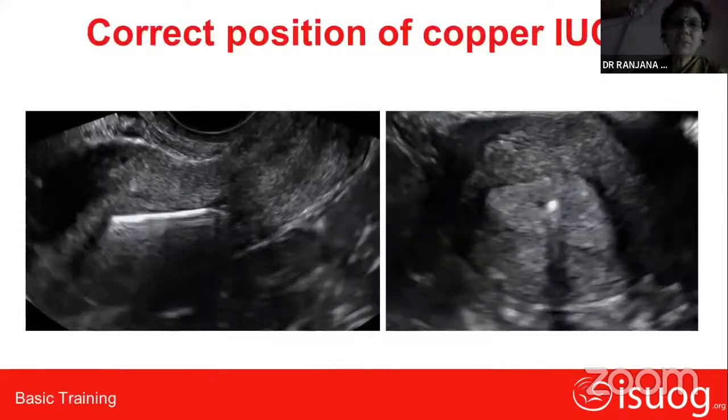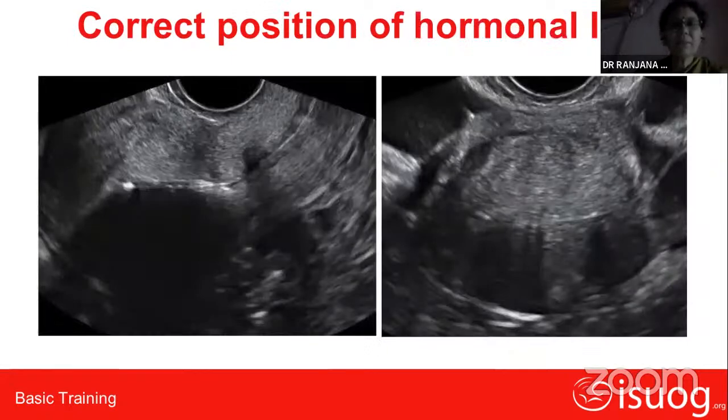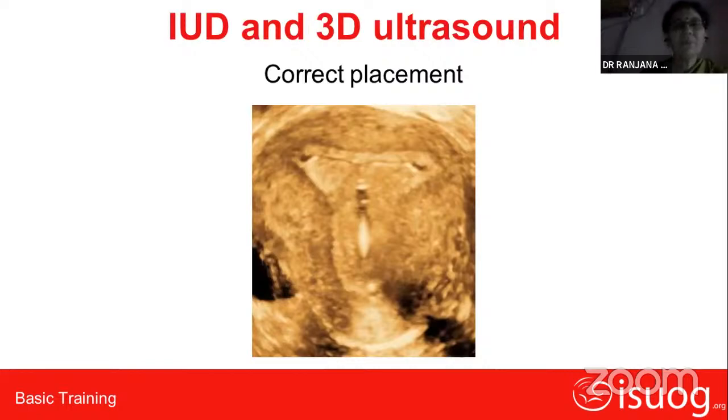You can also see the correct position of a copper IUCD on ultrasound. See this ultrasound, in the first figure the IUCD is in the top position near the fundus, so it is a normal position, which on the transverse scan will show a single point. In the case of a hormonal IUCD, the manufacturer puts echogenic material in the upper end. So you can see the upper end, and the whole shaft will produce a shadow, which you can find in the transverse view. But normally, 3D shows very good placement of the device.